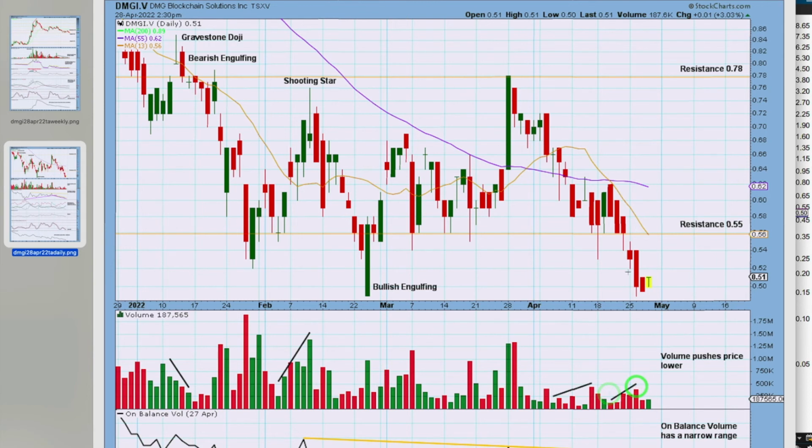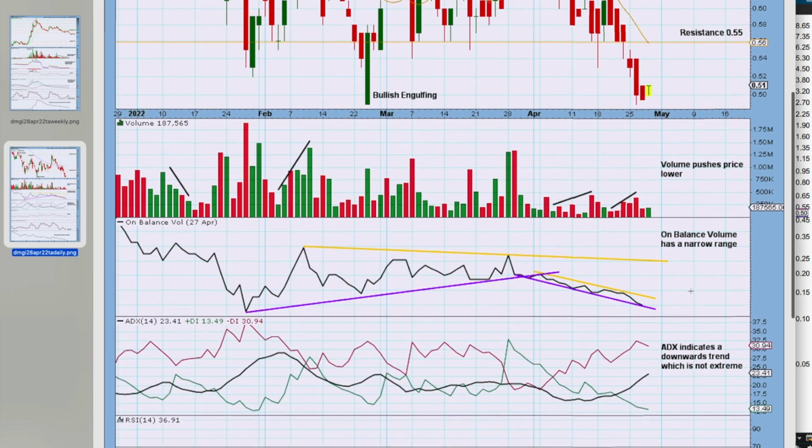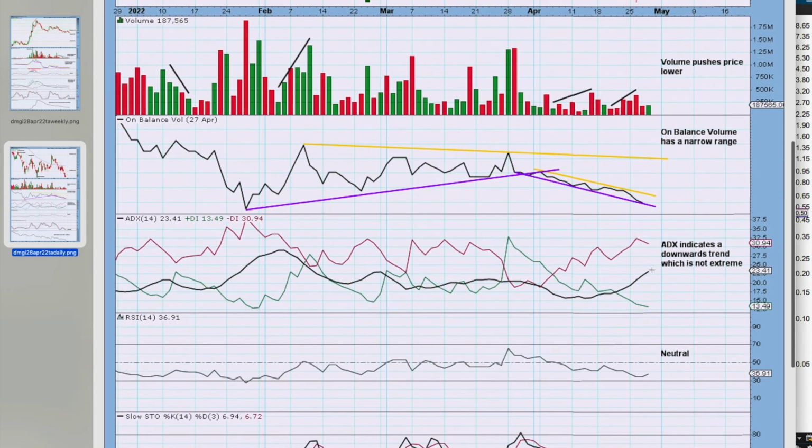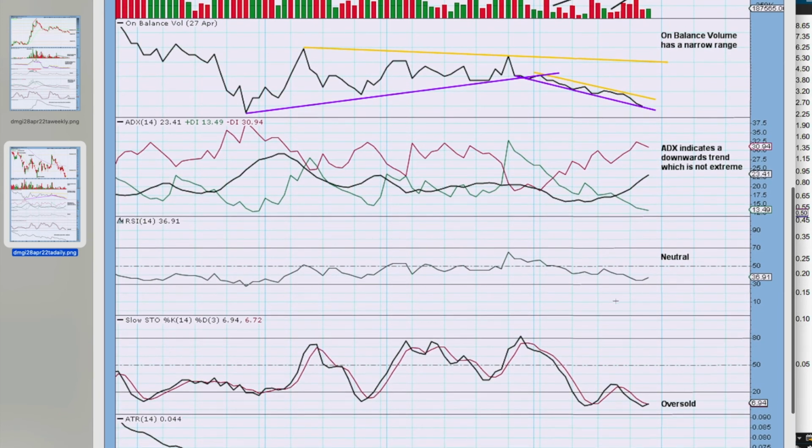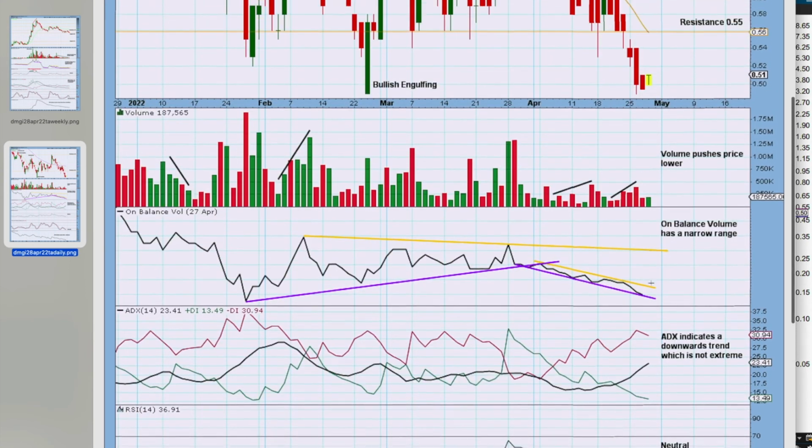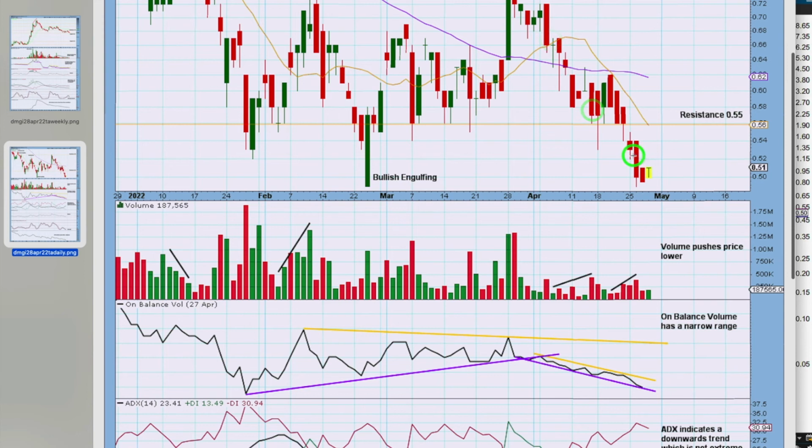Volume is pushing price lower, heading toward, well, we're at support at 50 cents, only just a little bit above. How price behaves at this support area is going to start to give us a clue as to what may be happening for the short term. On balance, volume is also constrained in a narrow range. At the daily chart level, a downward trend is indicated. It's not yet extreme, and RSI is not oversold, so there is room for this downward trend to continue before conditions become extreme enough to suggest it could be over.